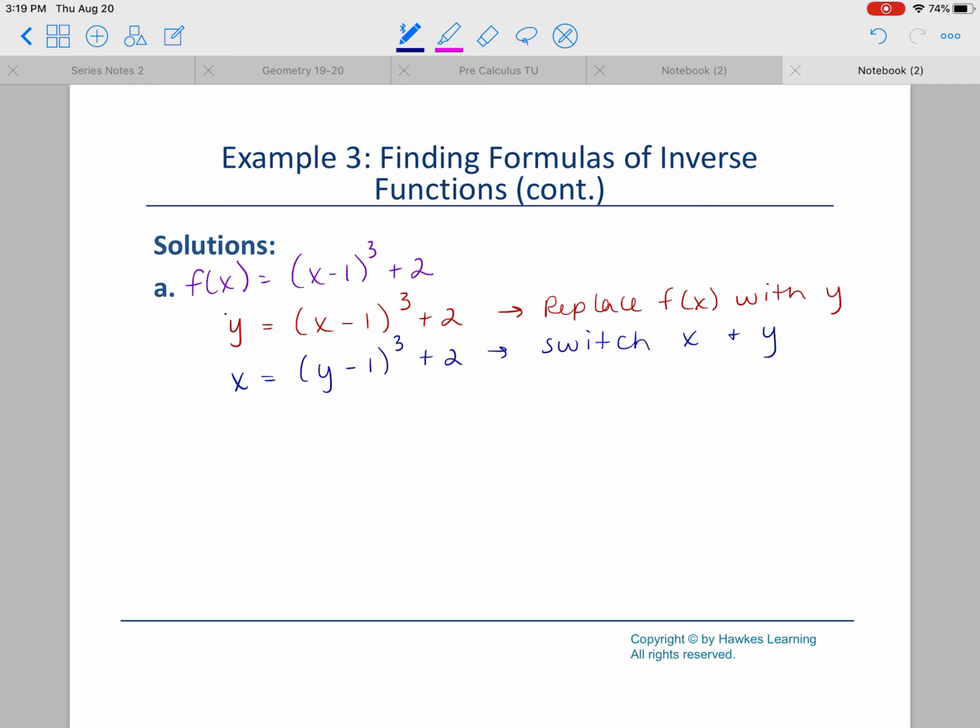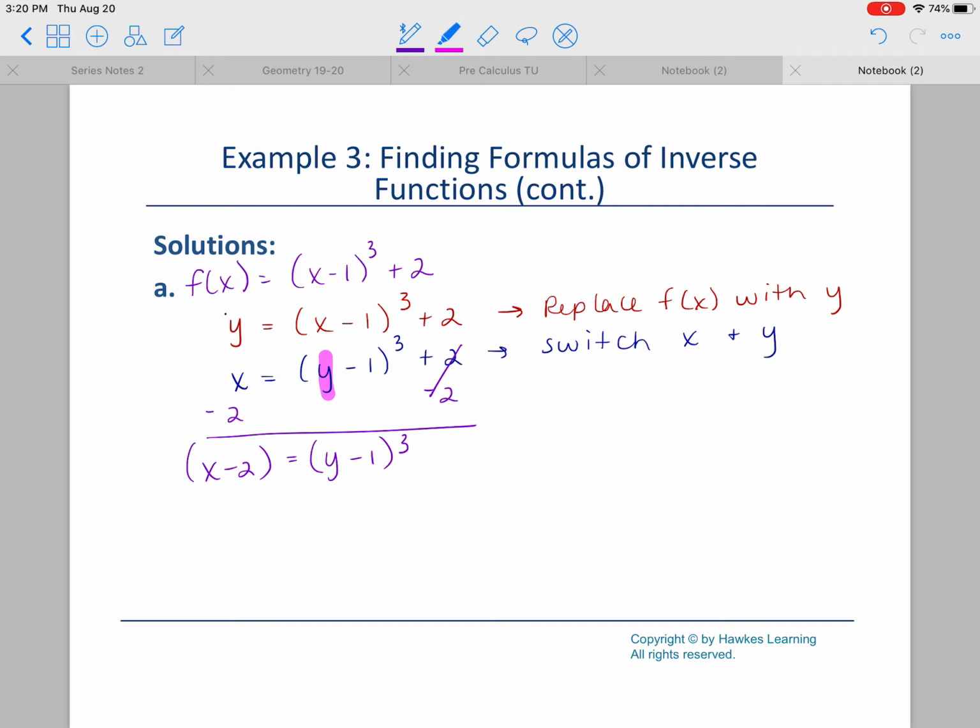Okay. My next step is I need to solve for y, which means I need to get this y right here all by itself. So it's just kind of like rewriting order of operations, moving things over. I've got to get the y all by itself. So the first thing I'm going to do is subtract the 2 over. I'm going to have (x minus 2), put in parentheses because they're together now, equals (y minus 1) to the third power.